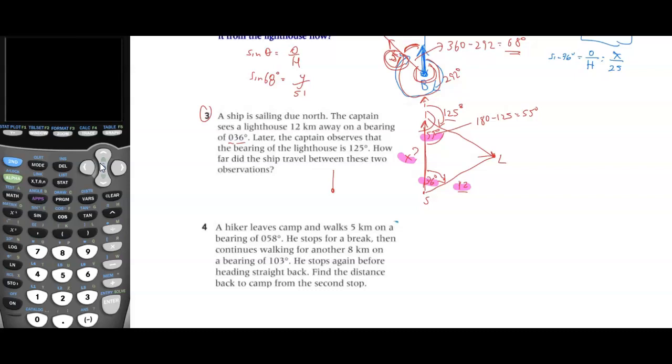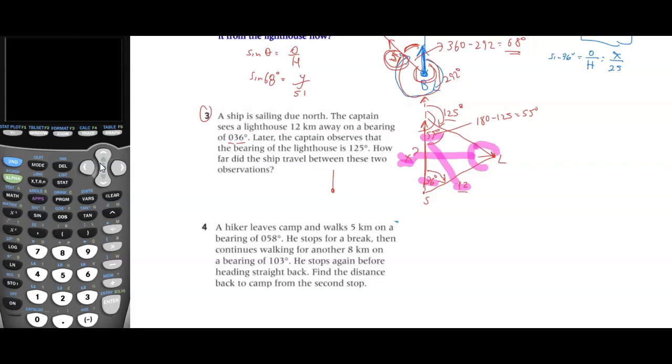Because now we have these two, right? And do we know any other distances? We do know other distances. We want to know this distance, right? So do we know any other pairs? Well, do we know this pair? It looks like we don't, right?